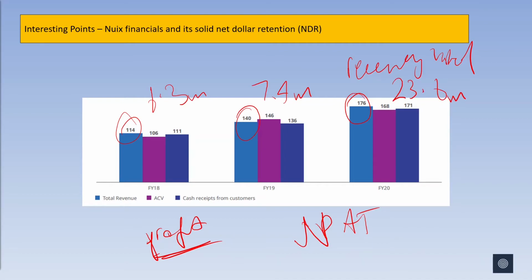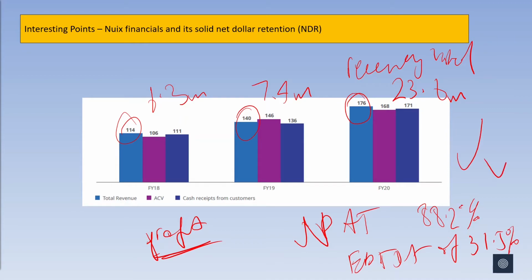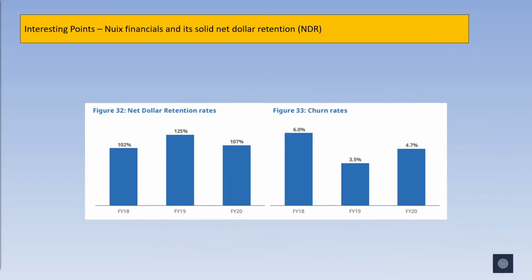Also, in FY 2020, it had a gross profit margin of 88.2% and an EBITDA of 31.5%. These are all fairly decent numbers. A particularly interesting factor of Nuix's financial performance is its net dollar retention as well as its churn.